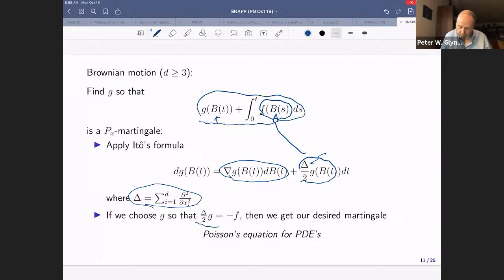In other words, if we choose g so that the Laplacian of g divided by 2 is equal to minus f, then we get our desired martingale. The reason that I wanted to go through this specific example is this actually, I believe, is the origin for why this class of equations is called Poisson's equation. This is the classical Poisson's equation for partial differential equations that goes back to the 1800s. So when you specialize Poisson's equation to Brownian motion, then you get the classic Poisson PDE from classical applied mathematics. So Poisson's equation in the Markov chain, Markov process context is a generalization of that PDE.